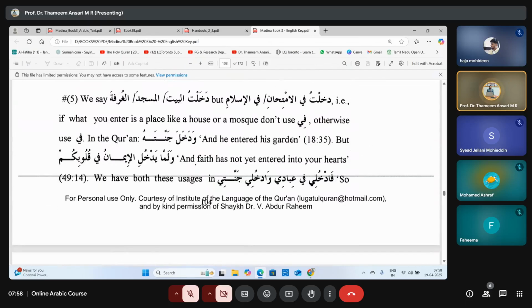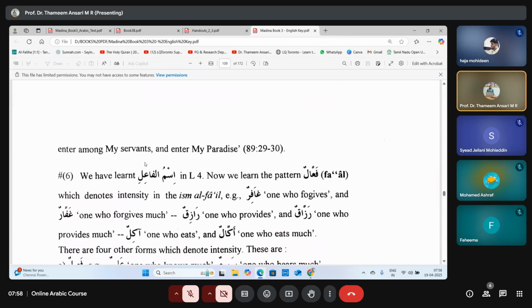So a point is given. If what you enter is a place like a house or mosque, don't use fi. Otherwise, use fi. Which means if it is a specific place, we don't put the preposition fi. If it is an unspecific place, we use fi. Okay.